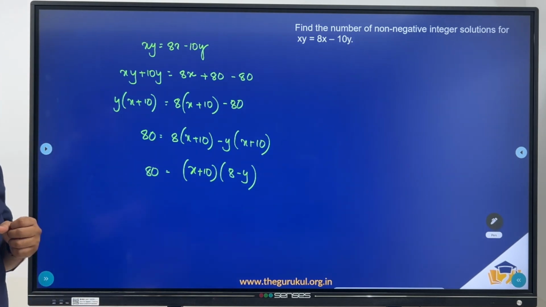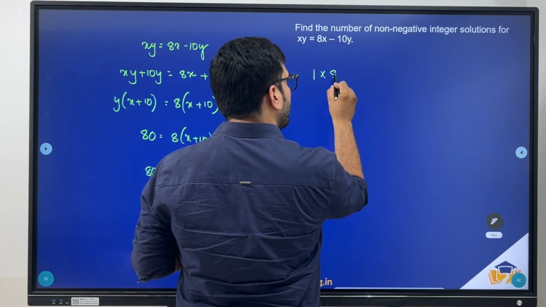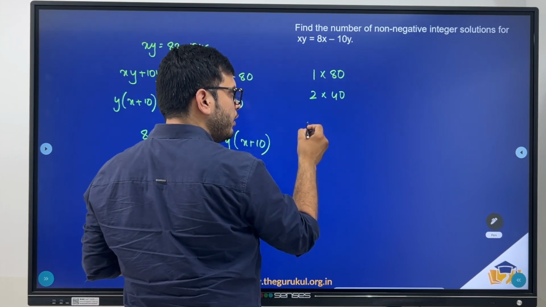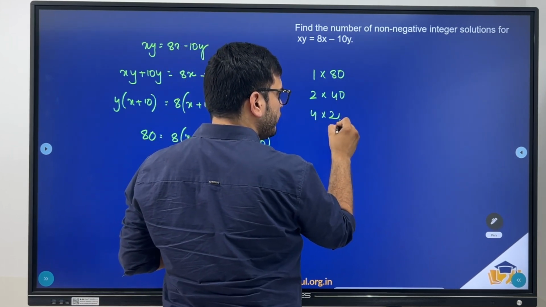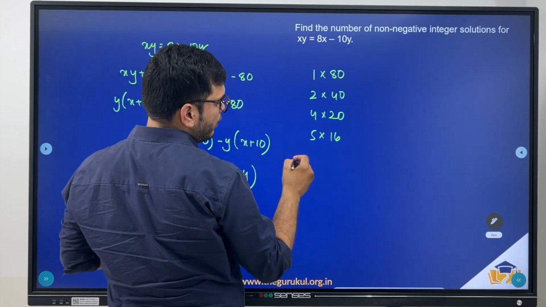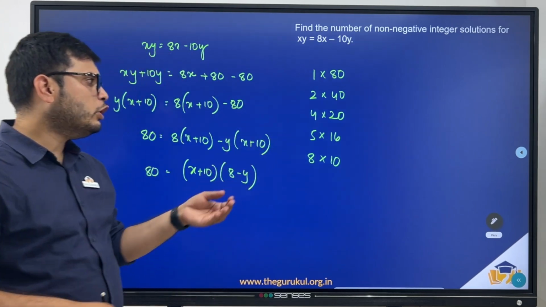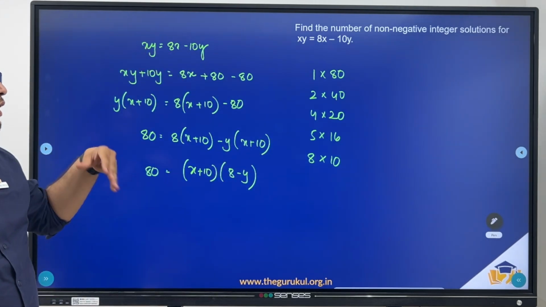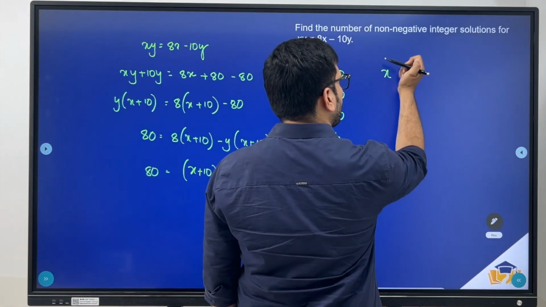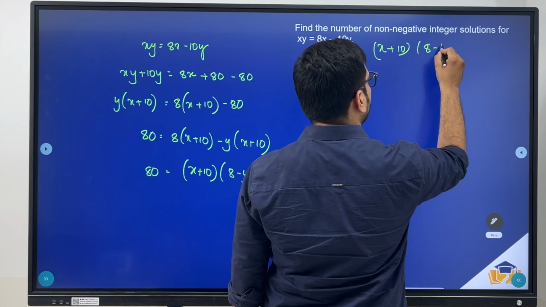Now let's write 80 as a product of two integers. I can write 80 as 1 into 80, then 2 into 40. Now 3 is not a factor of 80. Then we have 4 into 20, then 5 into 16, and then, not 7, 8 into 10. Again, you'll be having 10 into 8, 16 into 5, 20 into 4, and so on. Right. So this should be equal to (x plus 10) into (8 minus y).